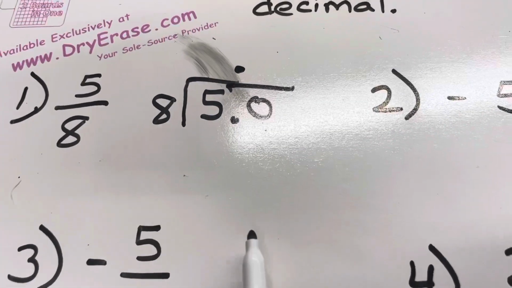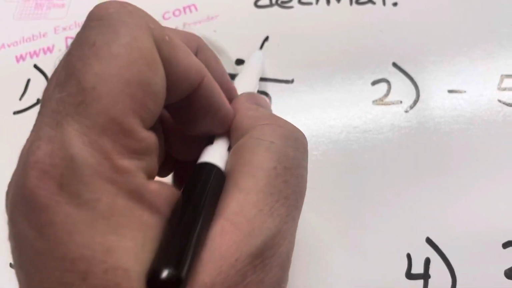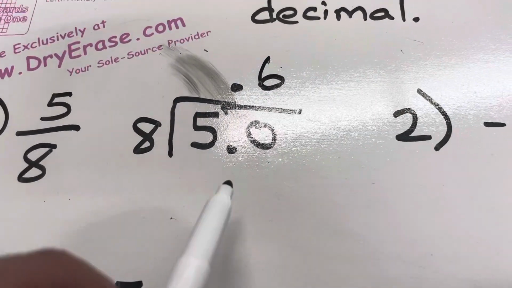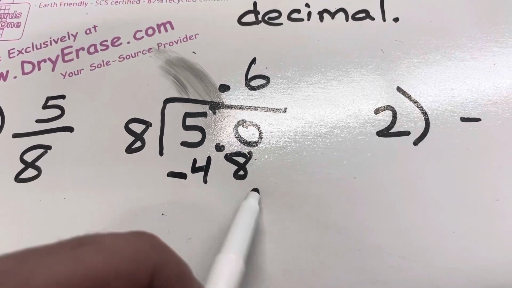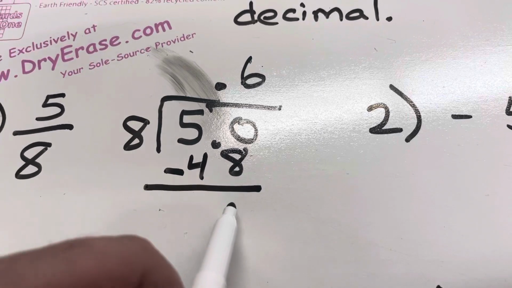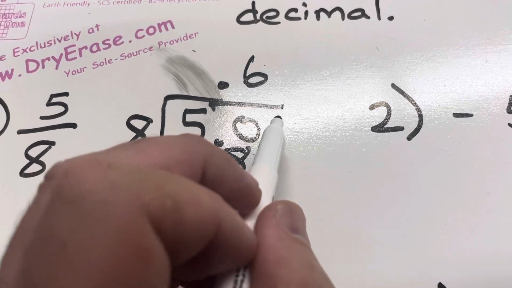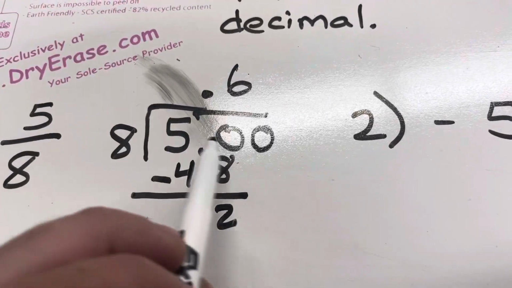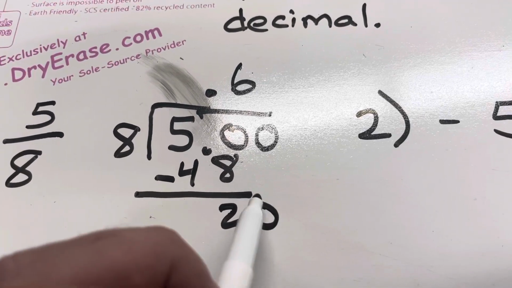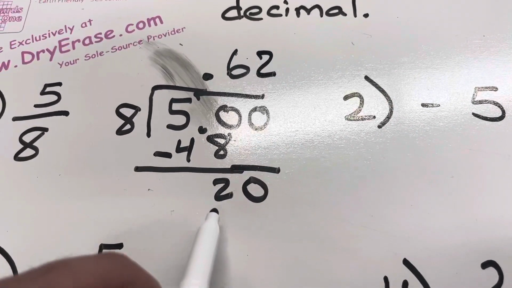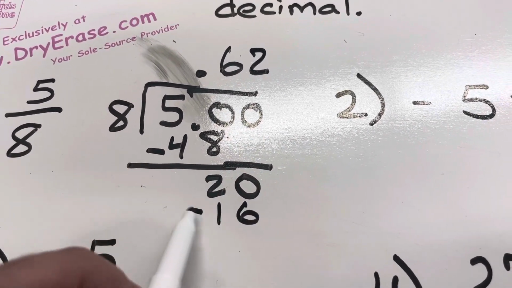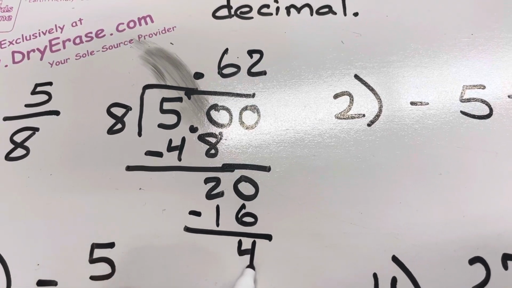8 cannot go into 5, but 8 can go into 50 6 times. And I know that because 6 times 8 is 48. Well, that leaves me with 50 minus 48, which I know is 2. I added 0. That does not change the value of the 5. I drop it down. 8 can go into 20 2 times. I know that 2 times 8 is 16. I know that 20 minus 16 is 4.